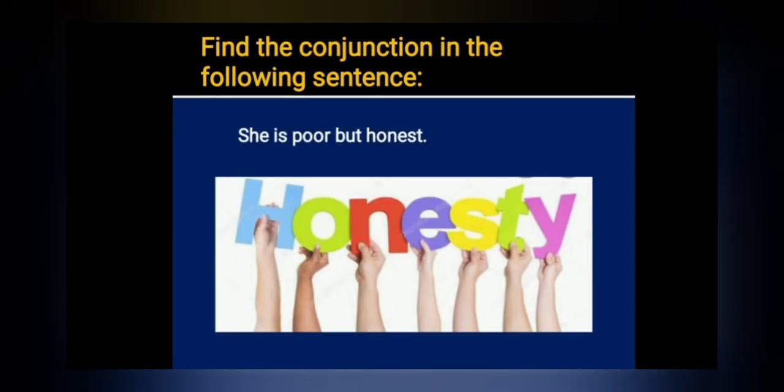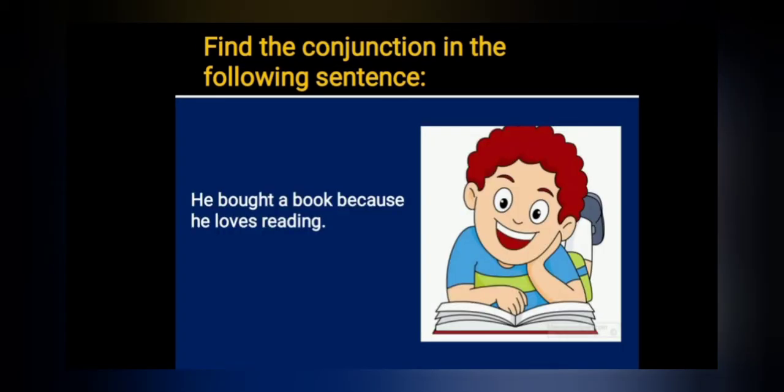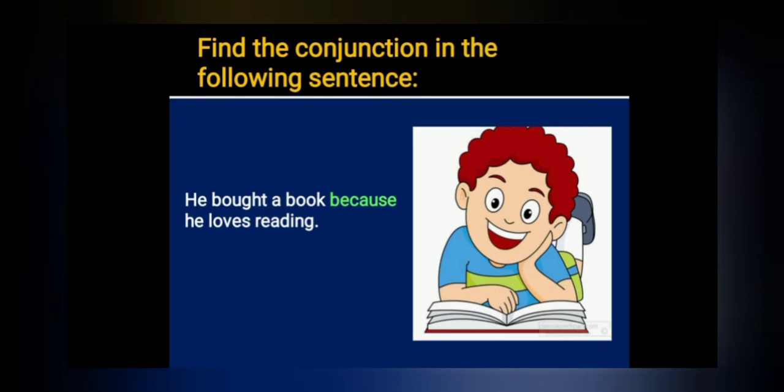Next is she is poor but honest. Which word is the conjunction? She is poor but honest. The conjunction is but. Next sentence on your screen is he bought a book because he loves reading. Yes, and the conjunction is because. He bought a book because he loves reading.